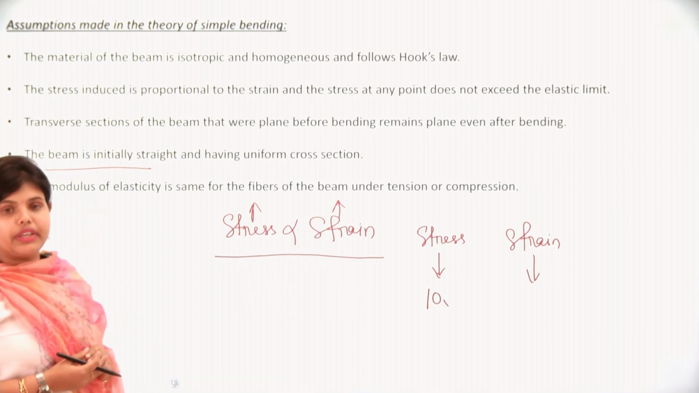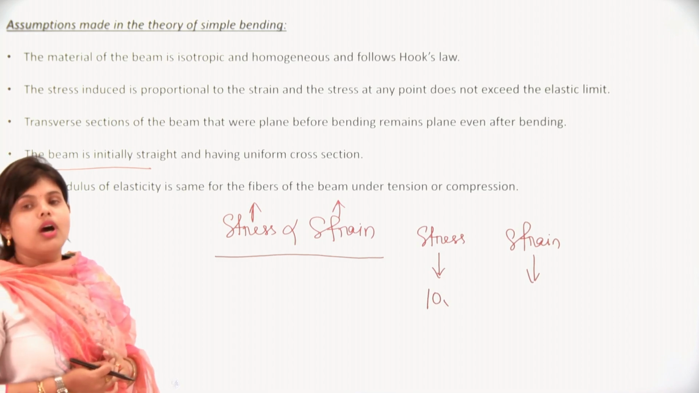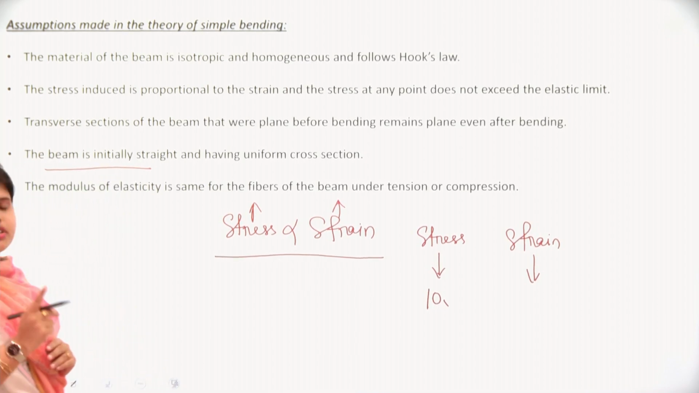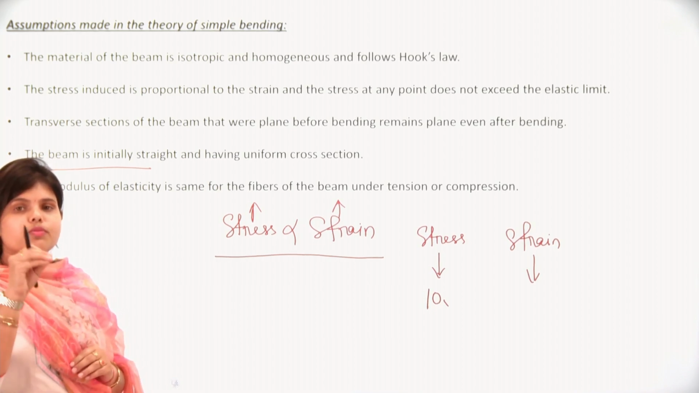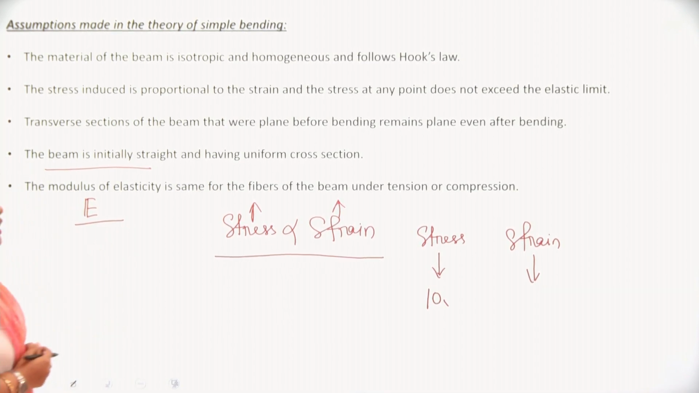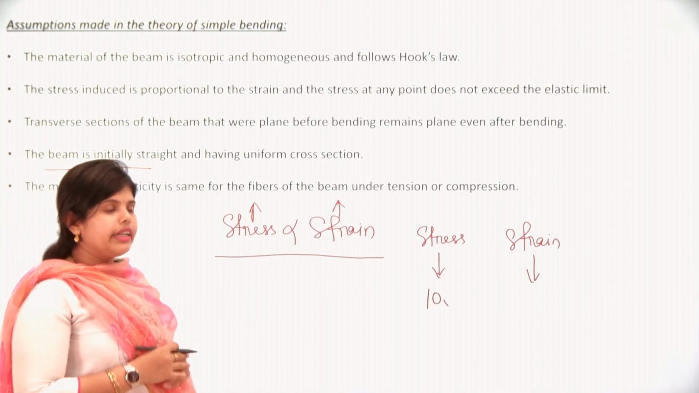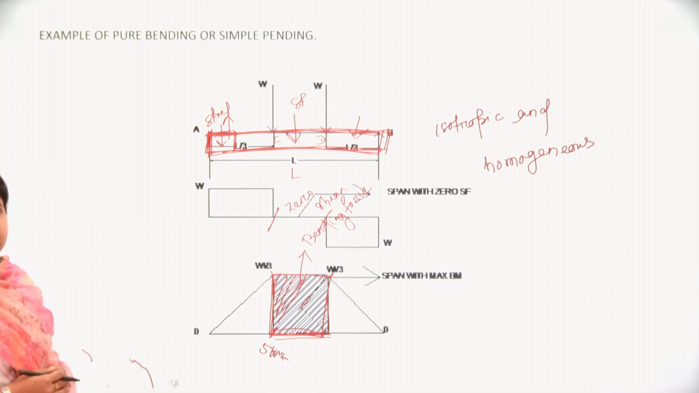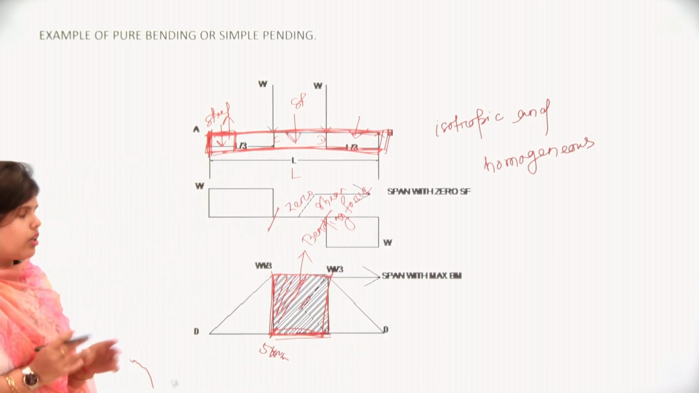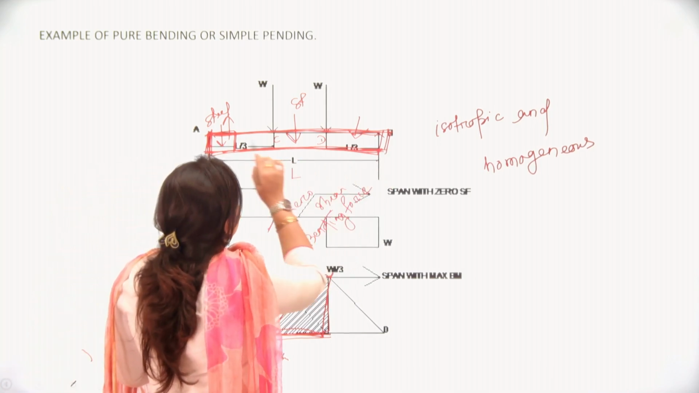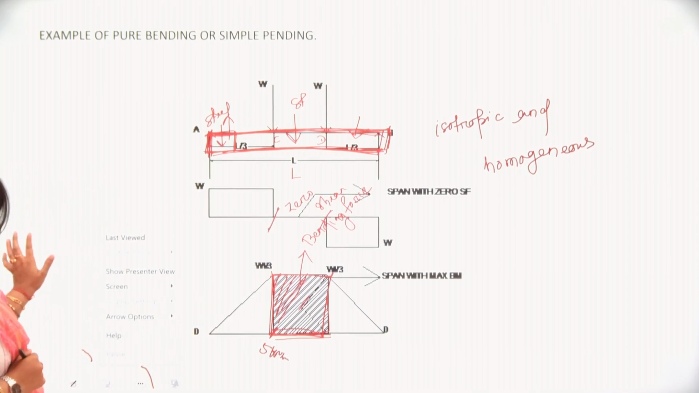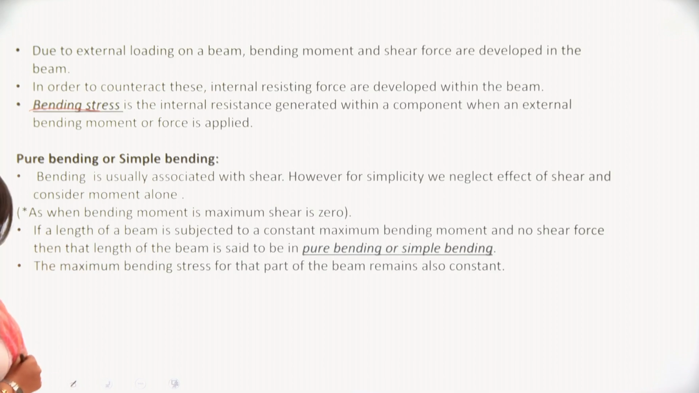Next, the modulus of elasticity is the same for the fibers of the beam under tension and compression. What is the modulus of elasticity? In our first class of strength of material, I discussed what the modulus of elasticity is. It is denoted by capital E. It will be the same for the beam under tension and compression, and it will not change in any case.